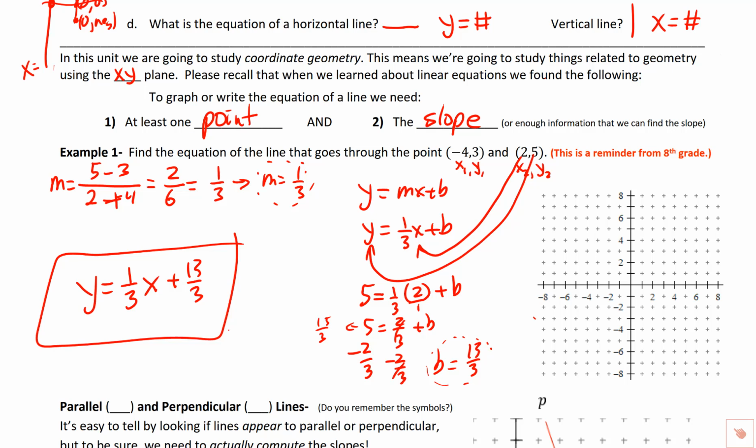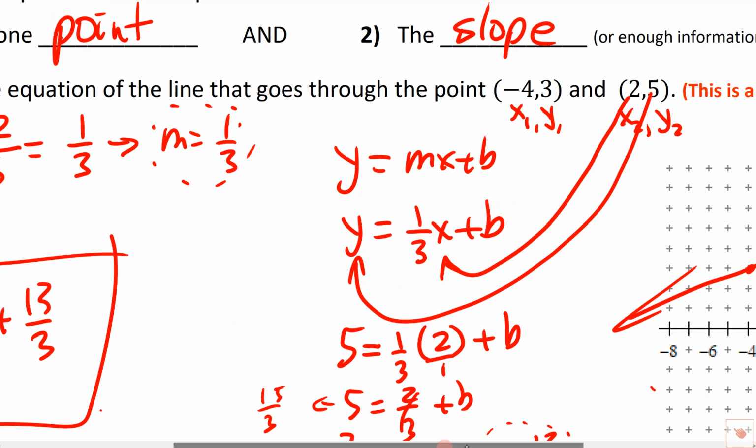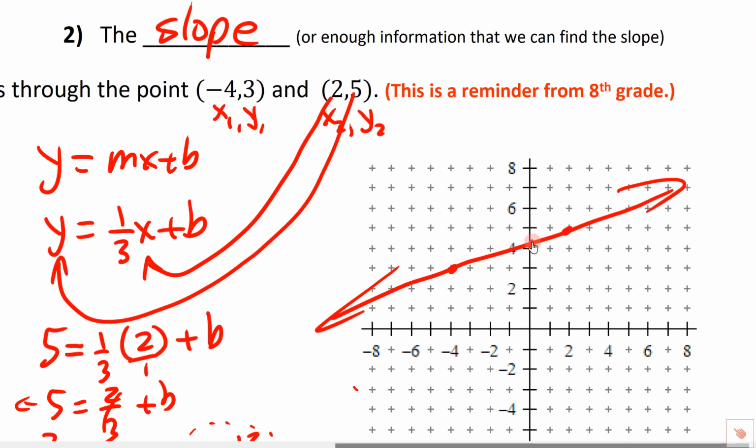That's the equation. Now, just to double check, because we've got a graph over here, let's just check and see. This point was -4, 3, so that's right there. This point was 2, 5, so that's right there. And if we were to draw a line between the two of these, this is what it would look like. Now, I'm going to zoom in on that just a little bit so we can take a good look at it. Our line was 1/3 x plus 13/3. Well, 13/3 is the same as 4 1/3. So if you take a look here, this crosses a little bit above 4, which is what we'd expect.